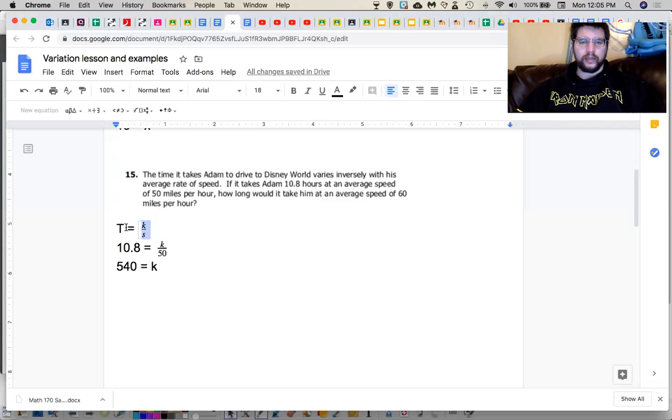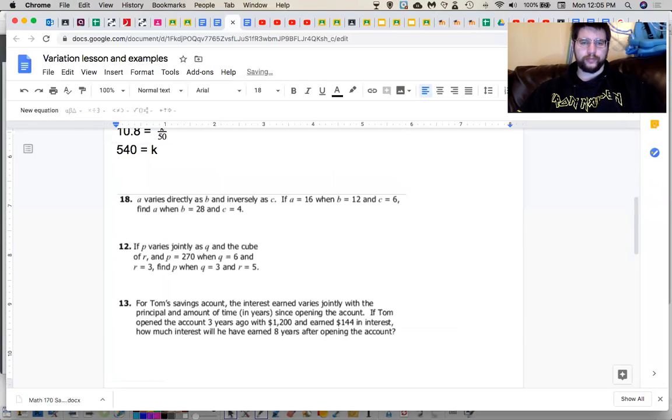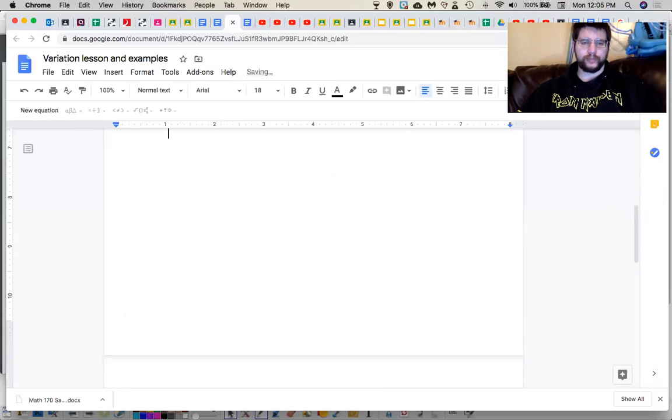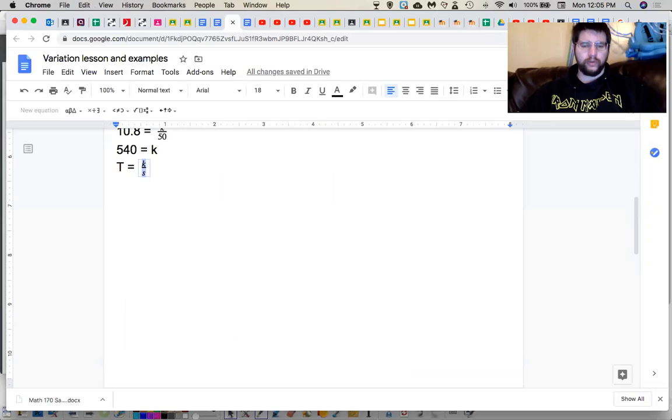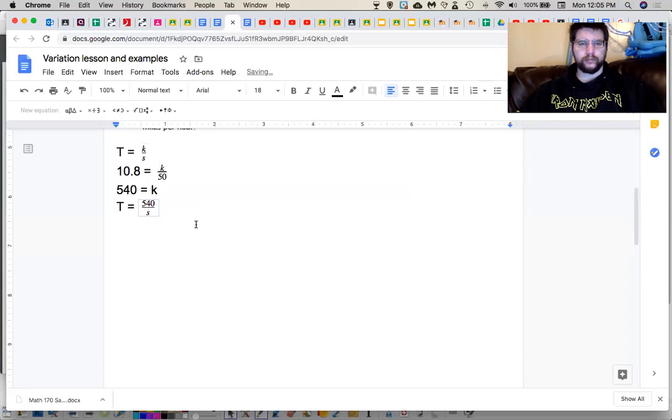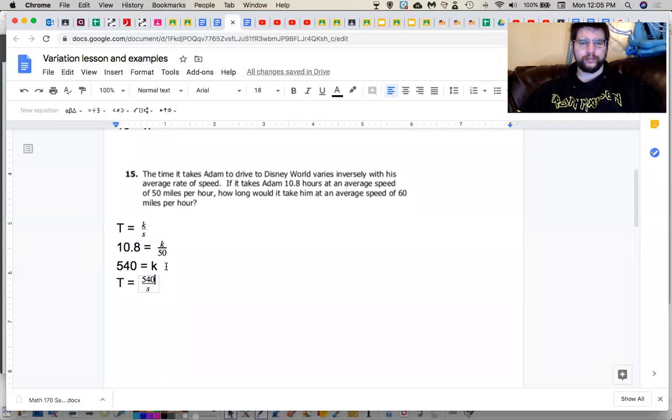Okay, now we're going to take this general equation here. Oops. Sorry. And I'm going to paste it right there. And I'm going to replace that k with 540. Now, let me read my problem. So this is my specific equation for this problem. I know my constant of variation. Now I can plug in whatever they ask.